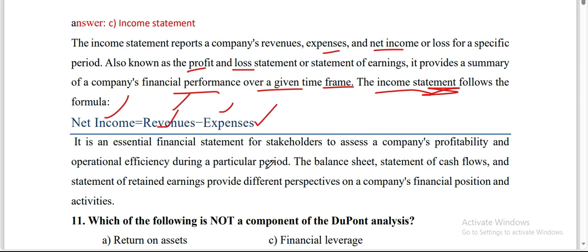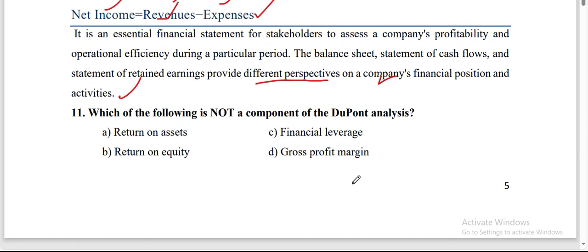The balance sheet, statement of cash flows, and statement of retained earnings provide different perspectives on a company's financial position and activities. So A, B, and D are other activities of the company's position. But option C, the income statement, is the best answer. Next question.